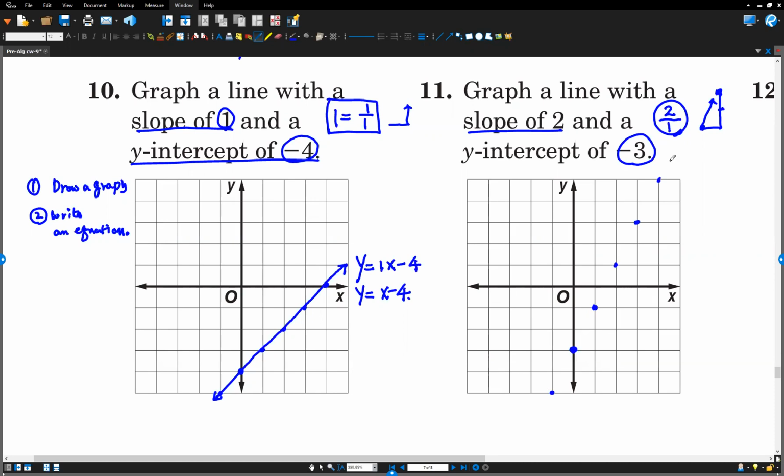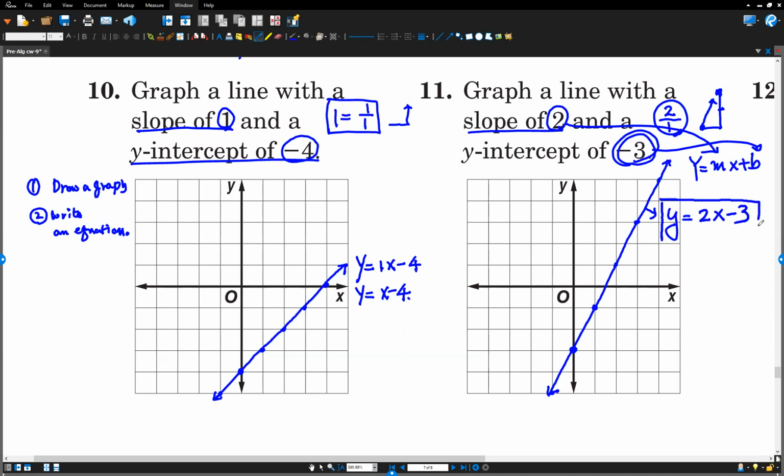Okay. Now make the line. That's it. Now let's write the equation of the graph. We already got everything, slope and y-intercept. y equals mx plus b. Substitute there. Slope is going in here. Y-intercept going over here, right? So the equation of this graph is y equals 2x minus 3, isn't it? Are you guys with me?